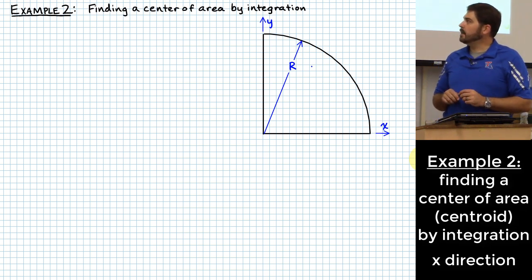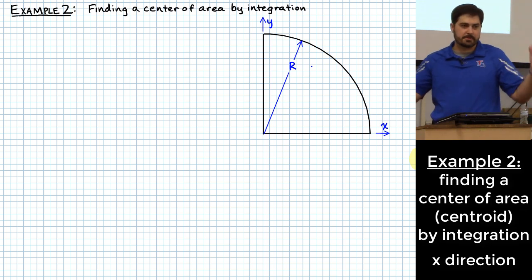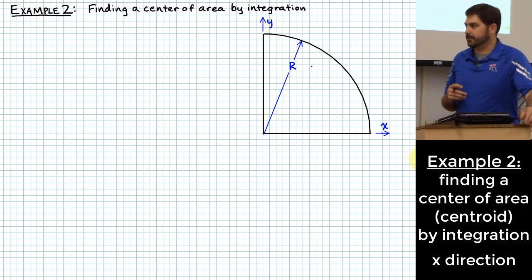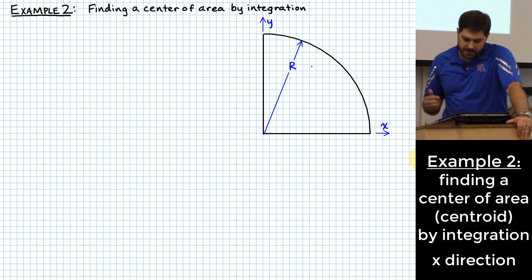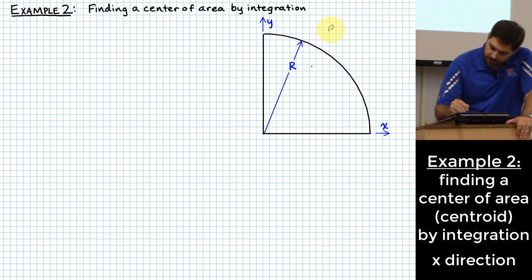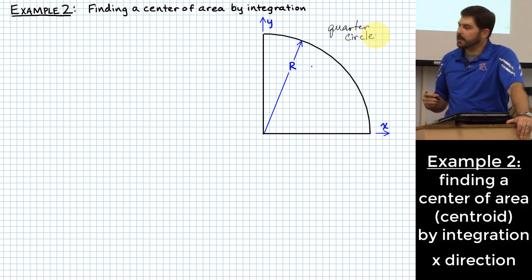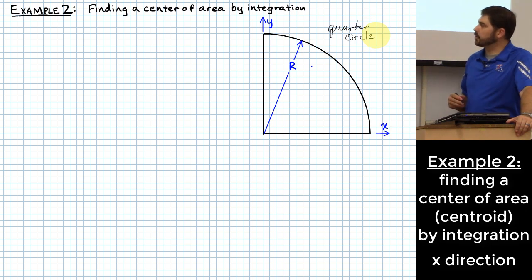Okay? And let's do this. Let's actually figure out what the center of area is of this shape, but we won't even give you a specific r value. Let's do this in terms of any r, right? Any radius value of this little quarter circle. Okay? So I'll go ahead and tell you that it's a quarter circle. You tell me, what is the equation for the curve that makes a quarter circle?